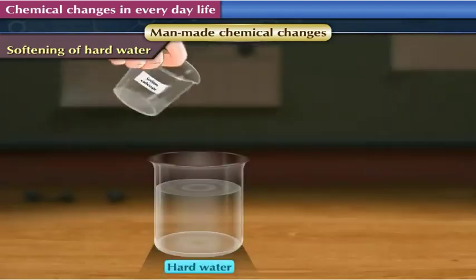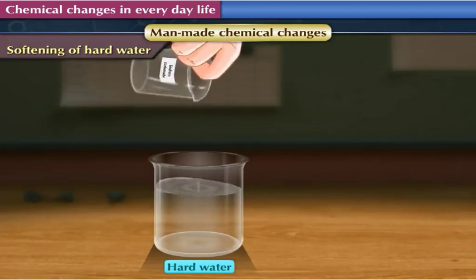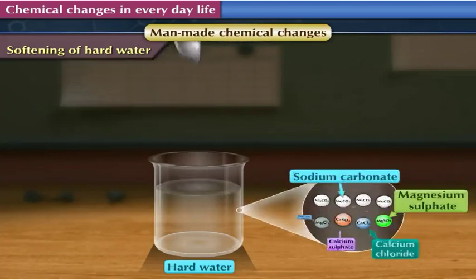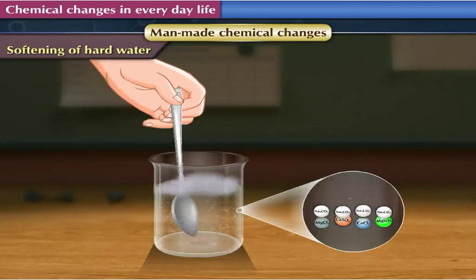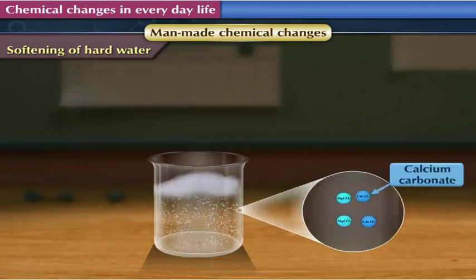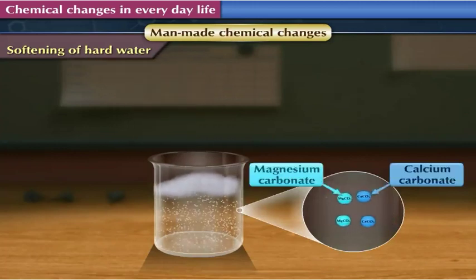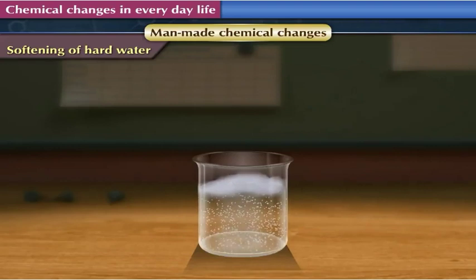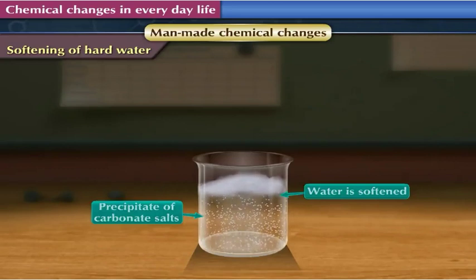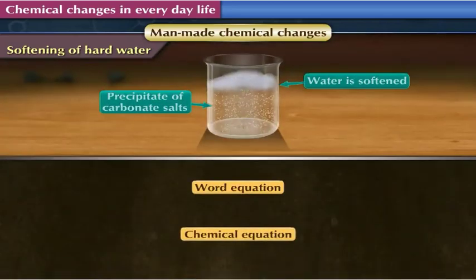Sodium carbonate reacts with the chloride and sulfate salts of calcium and magnesium to form insoluble carbonate salts of calcium and magnesium respectively. These salts are removed in the form of a precipitate of carbonate salts and water is softened. These chemical changes can be represented in the form of word equations and chemical equations.